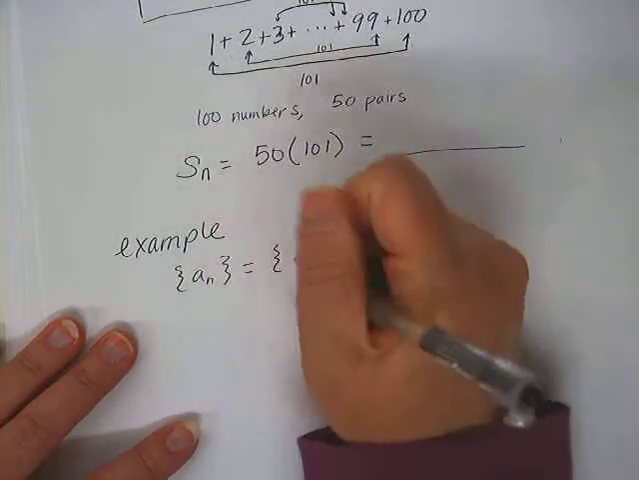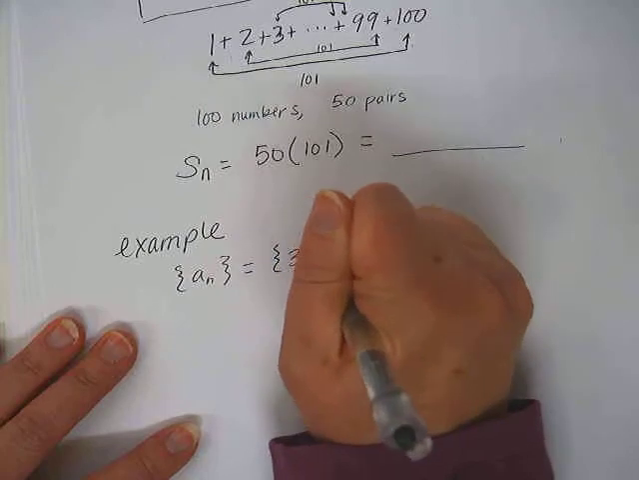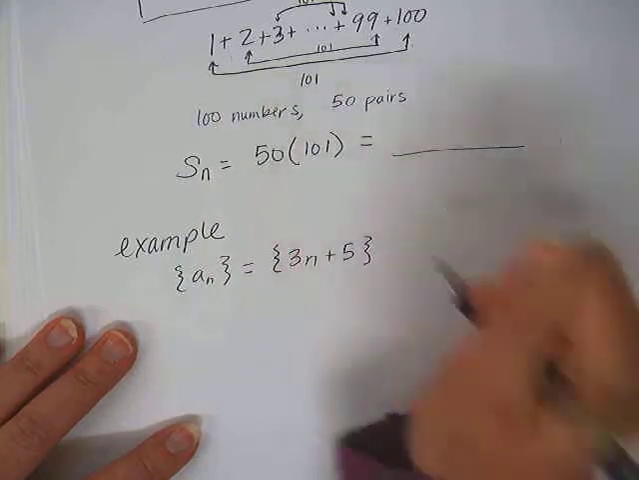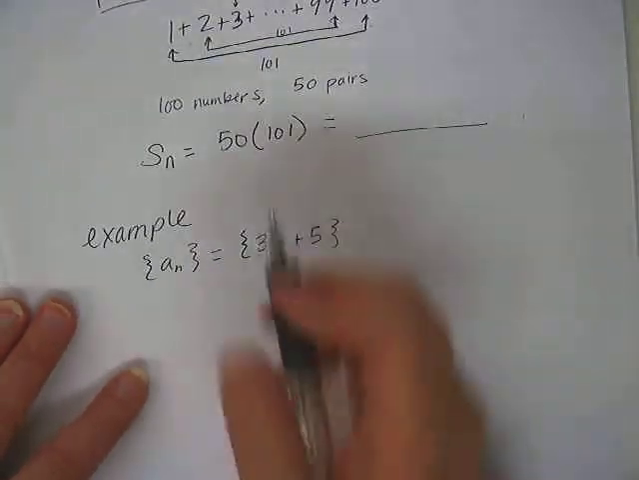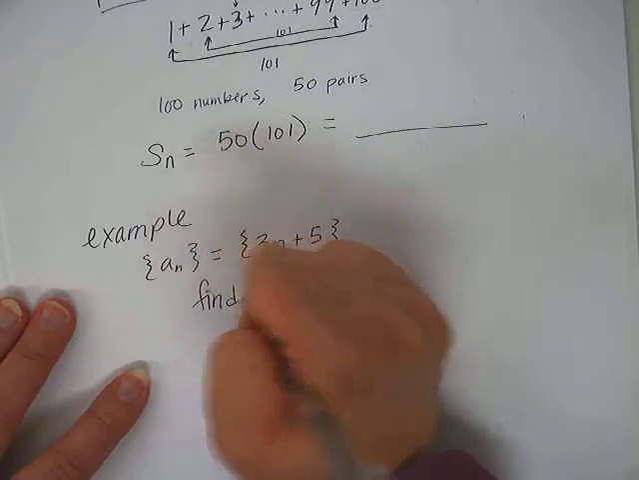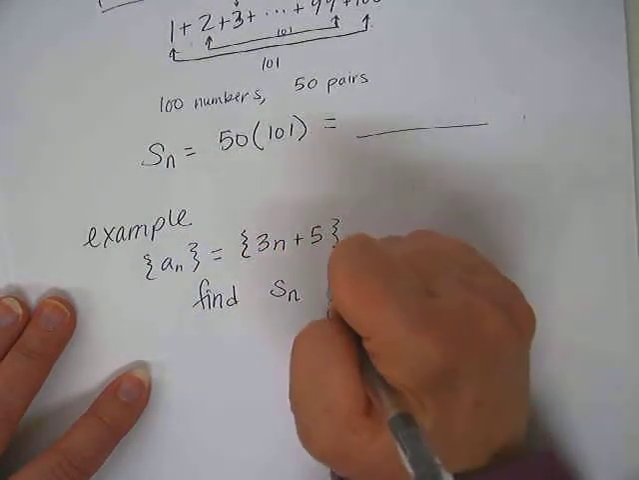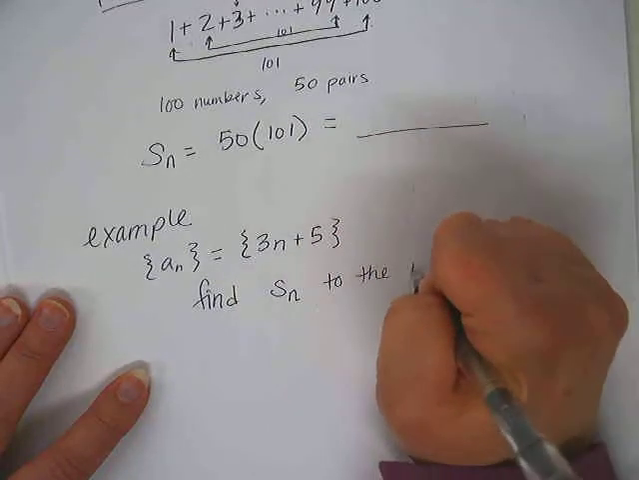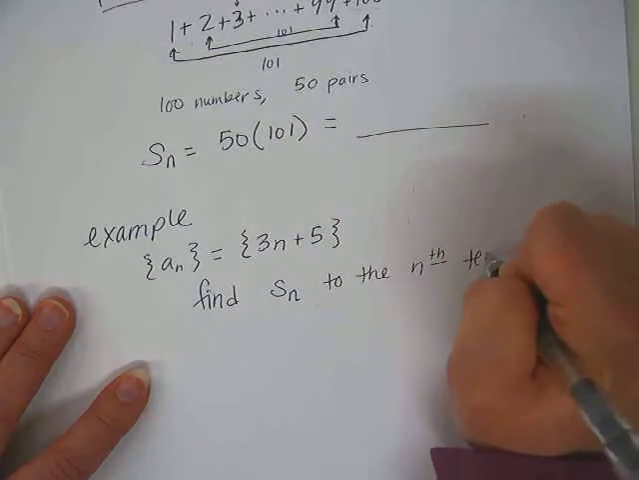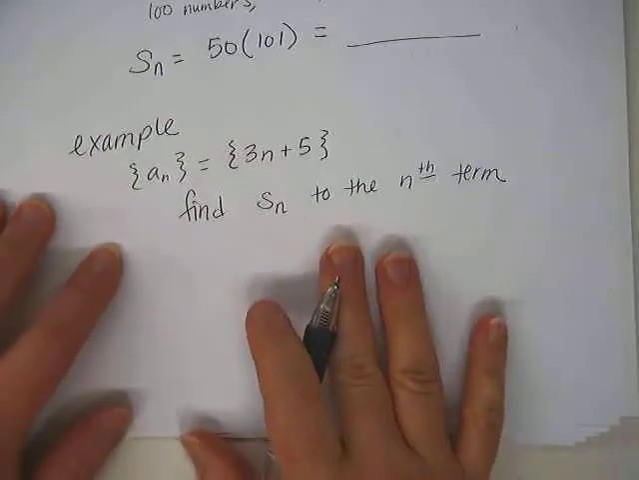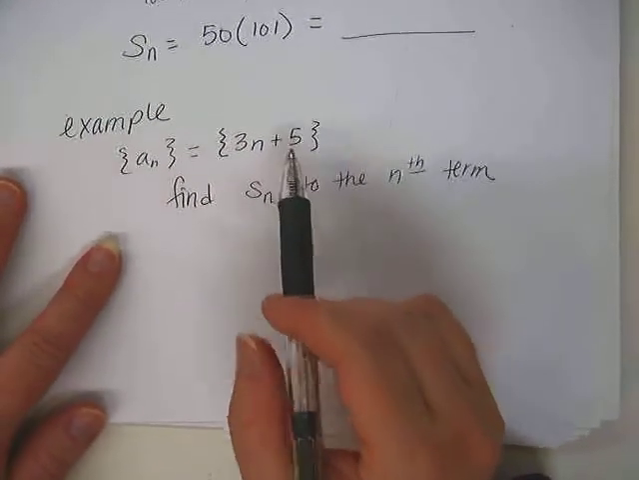A sub n, I don't know why they use little brackets sometimes. It's some sort of notation for sequences that, I don't know. Anyway, find the sum to the nth term. Oh, we're not even finding the answer. We're just finding a formula.